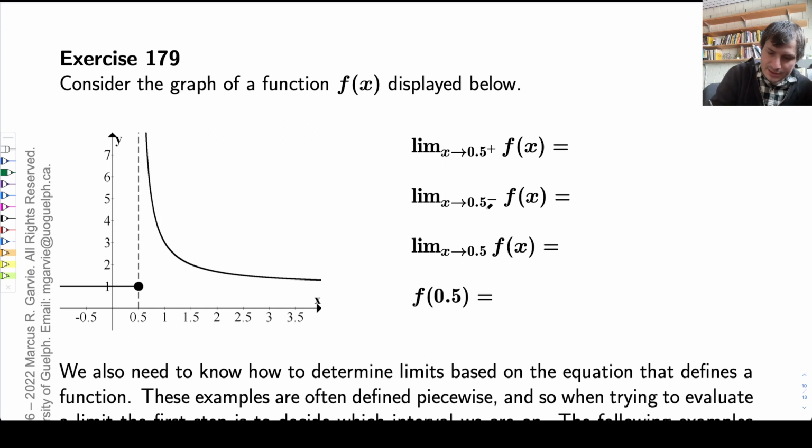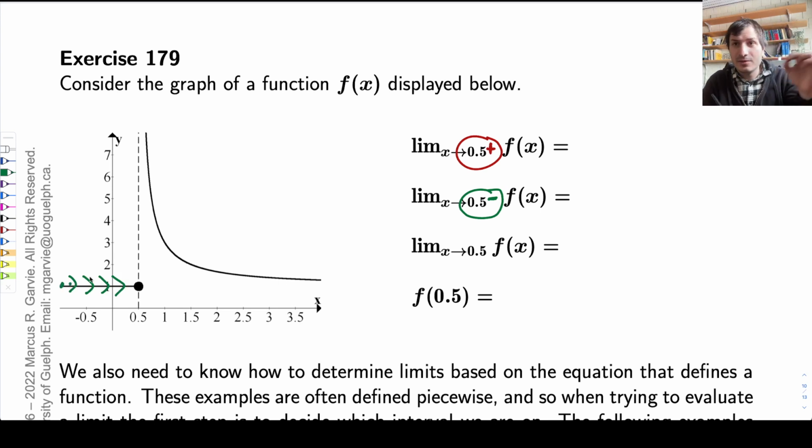The limit as x goes to 0.5 minus with a minus sign, and the limit as x goes to 0.5 with a plus sign. So the minus sign means coming in from the left, like that. So you're imagining you're on this piece of the function, and the x values you want to get really close to 0.5 from the left. That's what the minus means. And what are the y values doing?